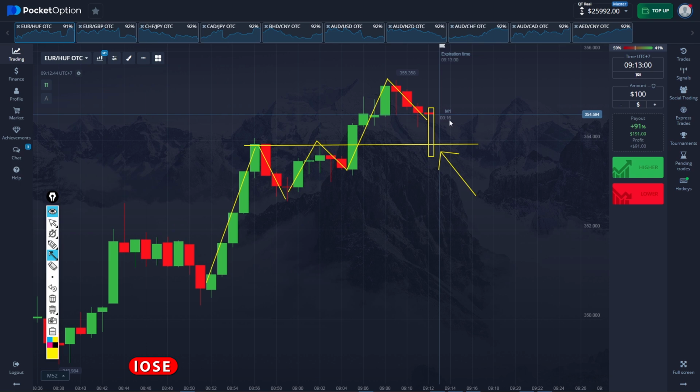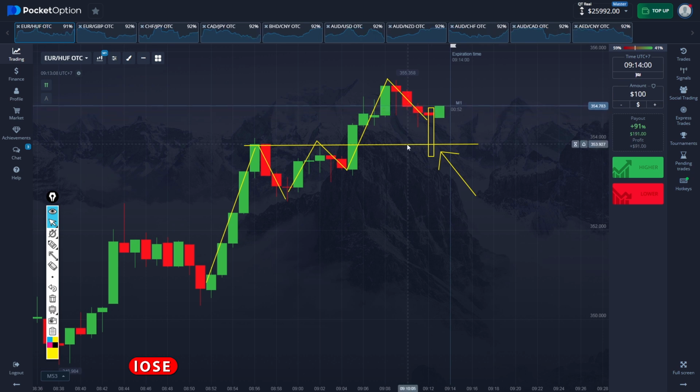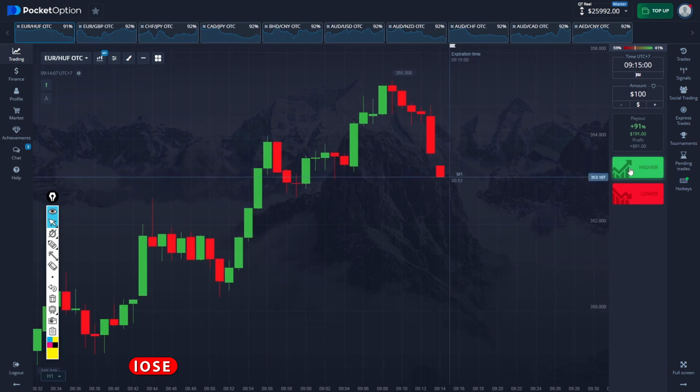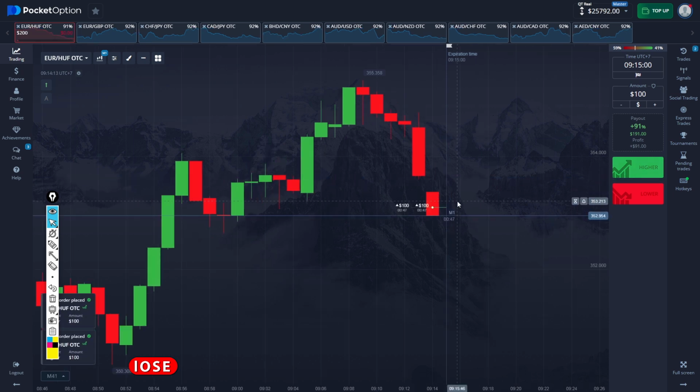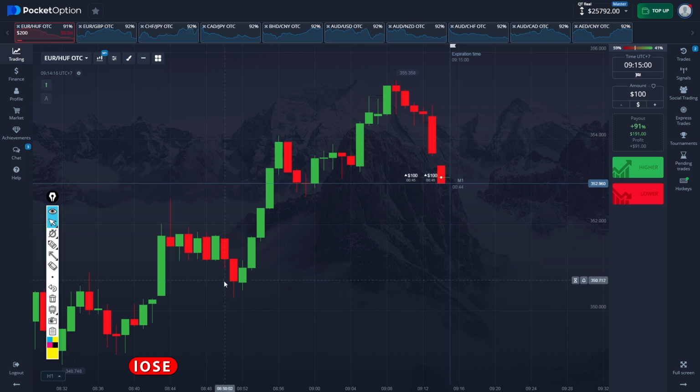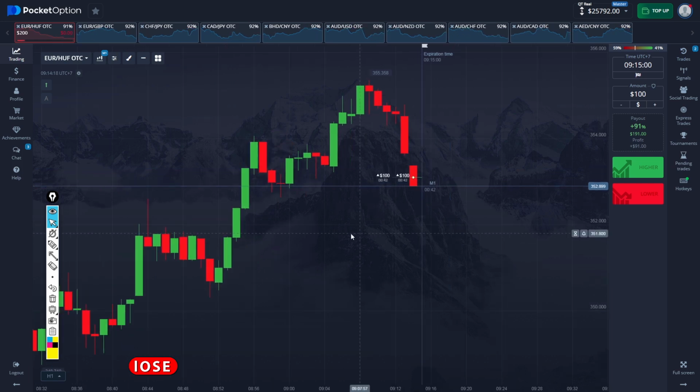If you're not clear about this market, don't put 100% of your balance. You must put 60 or 30 of the 100 if you're not clear about the market. I double this. What happened to this market?